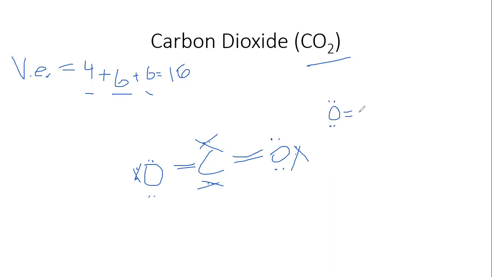This is called a double bond. Two lines is a double bond, a single bond is 1 line, and a triple bond is 3 lines.